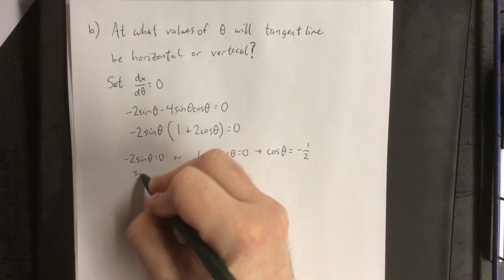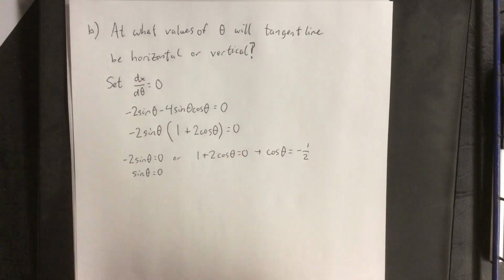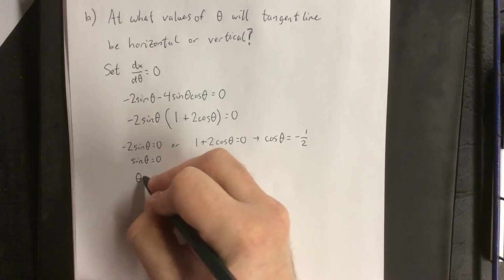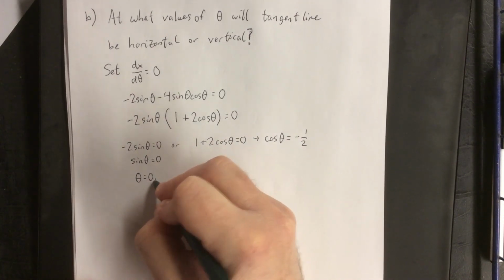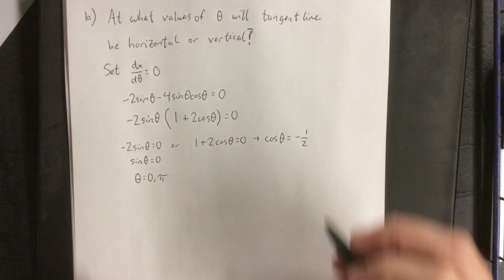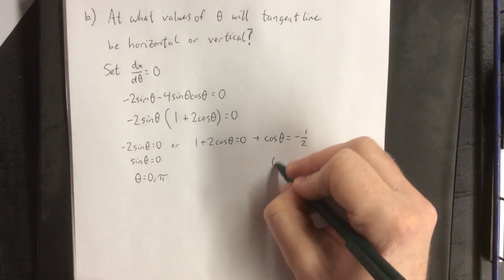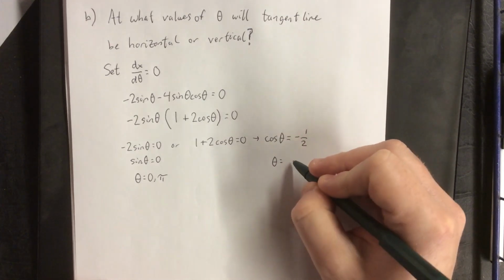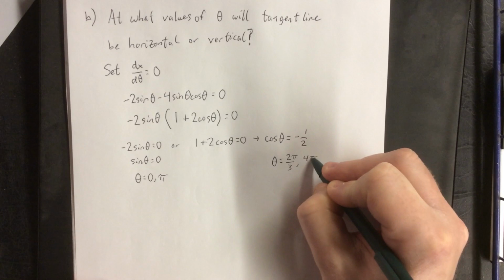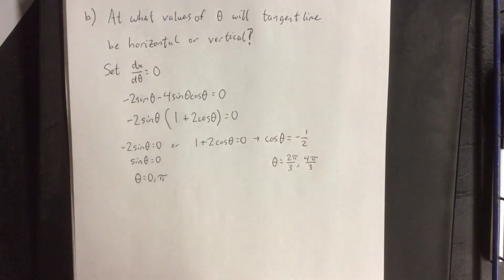This one is saying that the sine of theta is equal to 0. This happens at two different angles on the interval from 0 to 2 pi, including 0 but not including 2 pi. This would be at 0 and at pi. For the other one, cosine of theta winds up being equal to negative 1/2 if theta is equal to either 2 pi over 3 or 4 pi over 3.